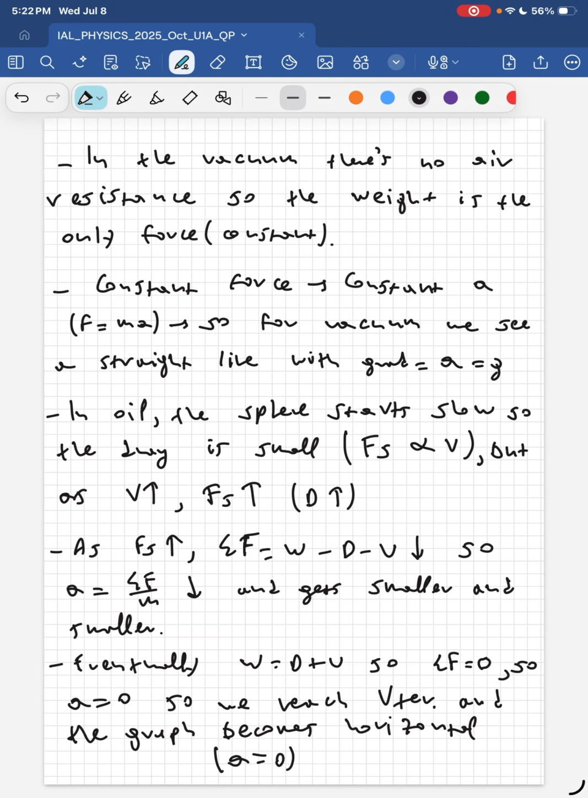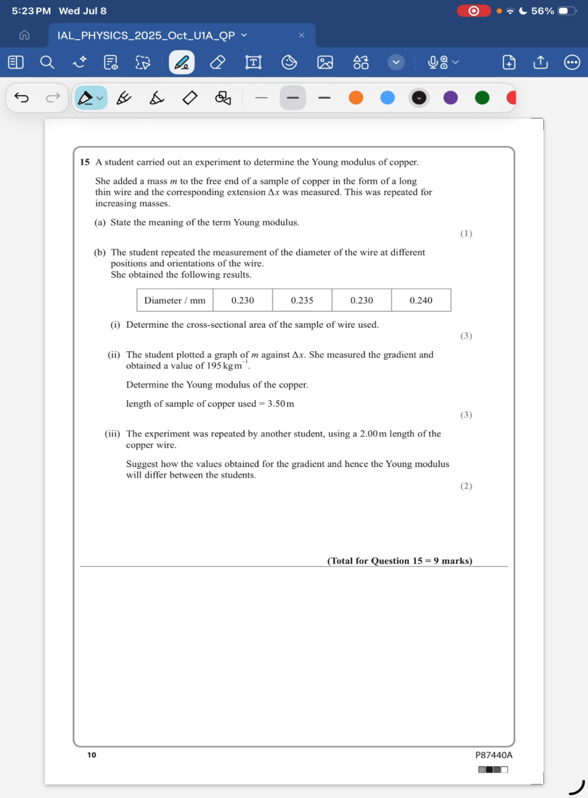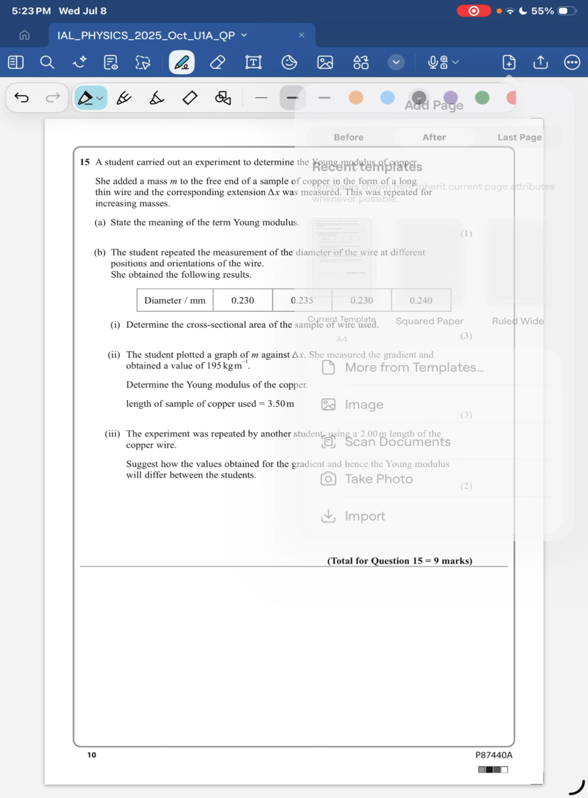Okay, this was question 14. Let's move on. Okay, question 15. A student carried out an experiment to determine the Young modulus of copper. She added a mass m to the free end of a sample of copper in the form of a long thin wire, and the corresponding extension delta x was measured. This was repeated for increasing masses. Okay, question A, state the meaning of the term Young modulus.